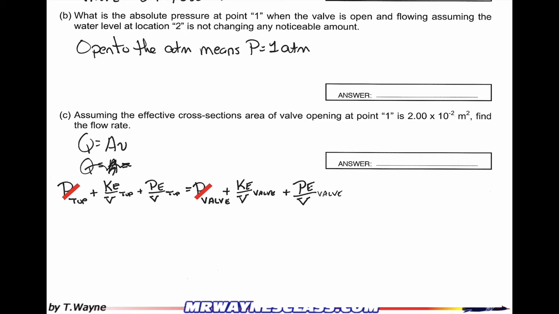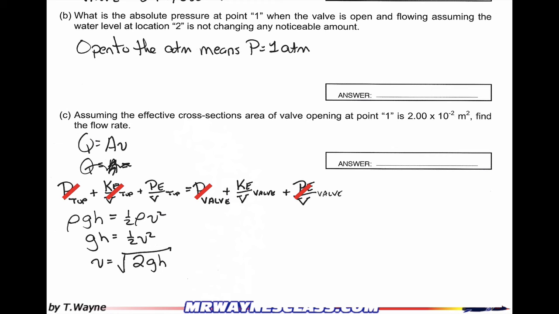At the top, I'm assuming that the top of it is really big compared to the size of the opening, so it's not going to be moving very fast, or not moving at all. And then at the bottom, that's the lowest height, so I'm not going to have any gravitational potential energy. So what this all sets up to be is the potential energy per unit volume at the top is equal to the kinetic energy per unit volume at the valve. So rho gh equals 1/2 rho v squared. The rho's cancel out, and solving for v, I get v is equal to the square root of 2gh.